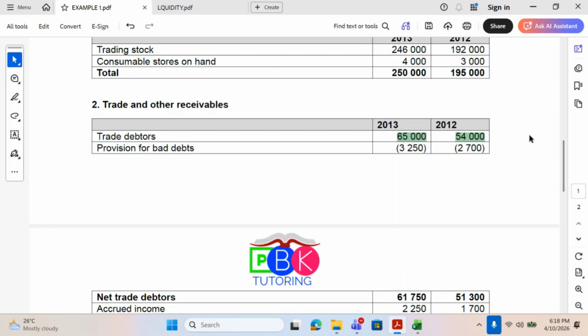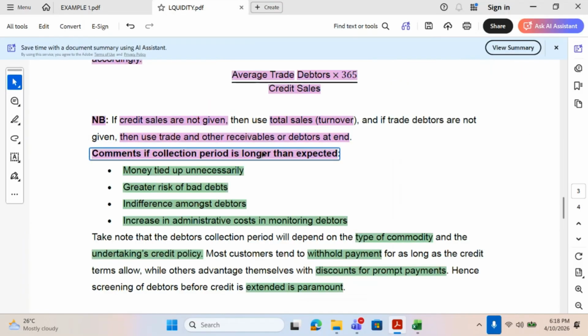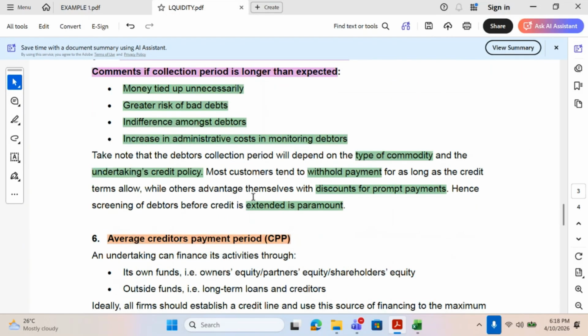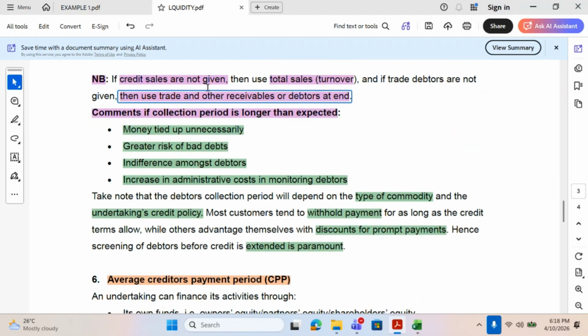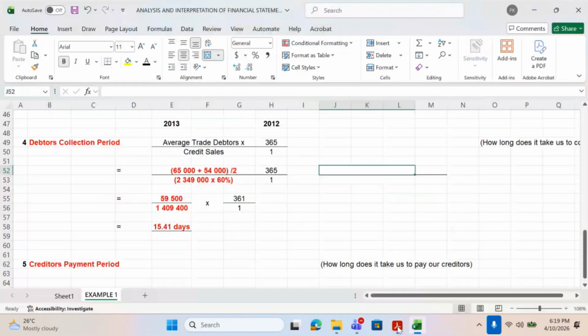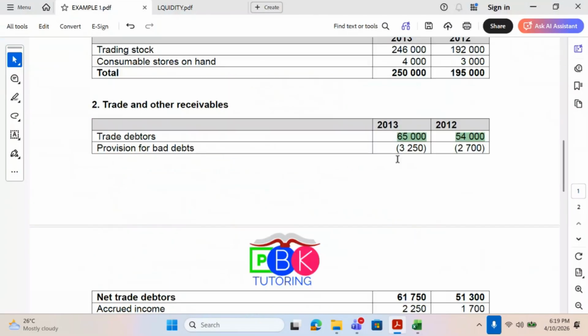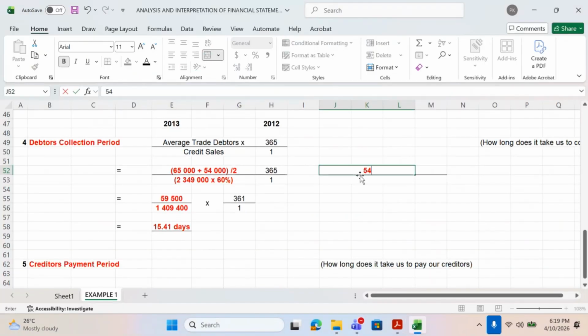If that information is not provided, the note told us that we need to use debtors at the end. It says if trade debtors are not given, then use trade and other receivables or debtors at end. So we are just going to focus on these trade debtors at the end, 54,000 rand, as my numerator.